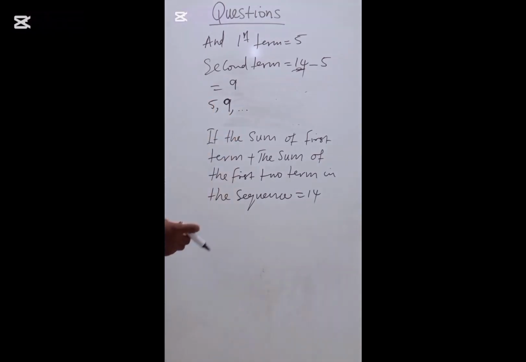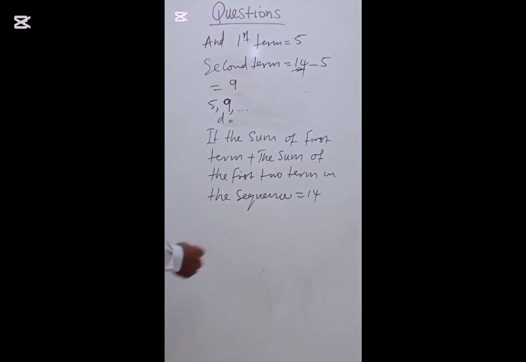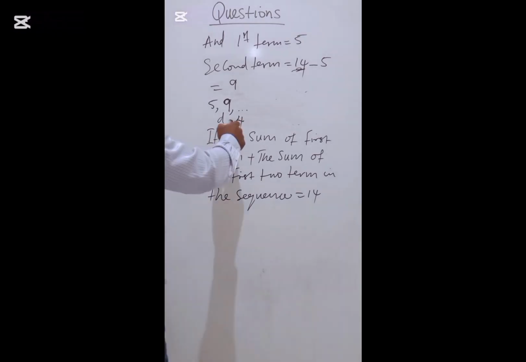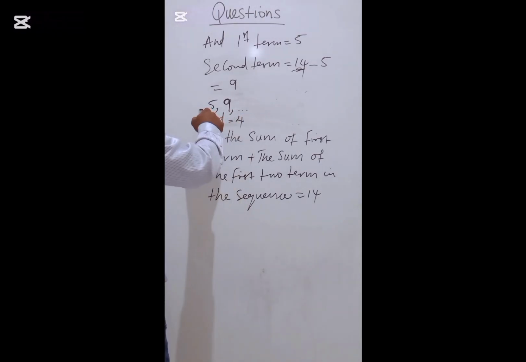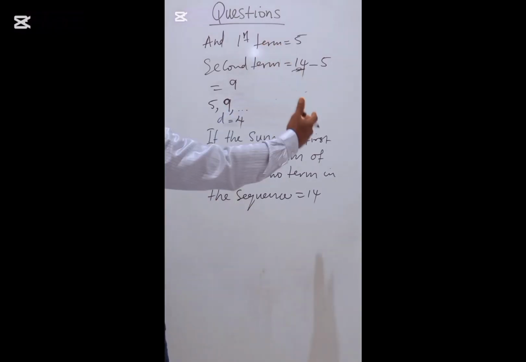So how do we get the common difference? We know that the common difference is a constant value, a constant increment in the sequence. So the difference between 5 and 9 is supposed to give us the common difference, which is D. And 9 minus 5 is 4. So if 9 minus 5 is 4, it means that 4 is the common difference. Because if you add 4 to 5, you will get 9. If you add 4 to 9, you get 13. That is supposed to be the third term in the list.